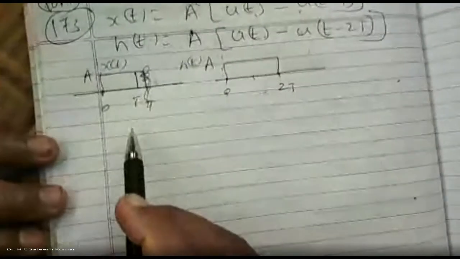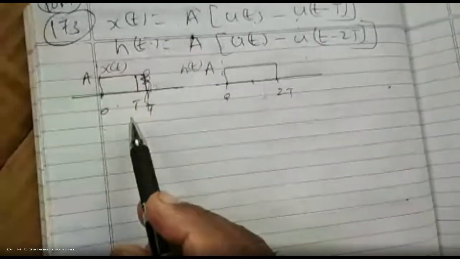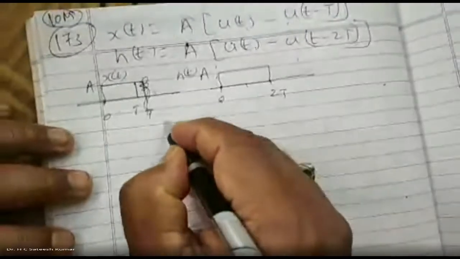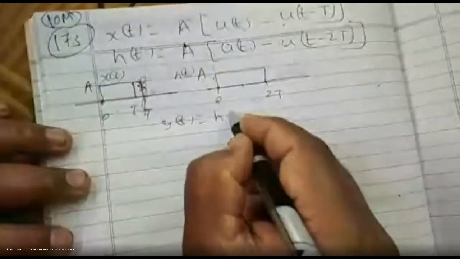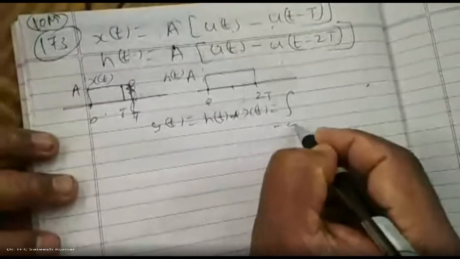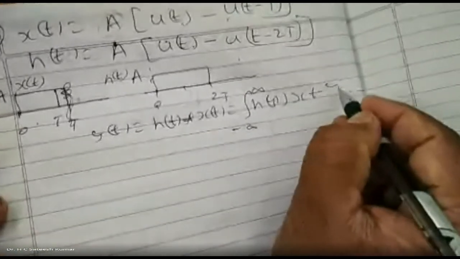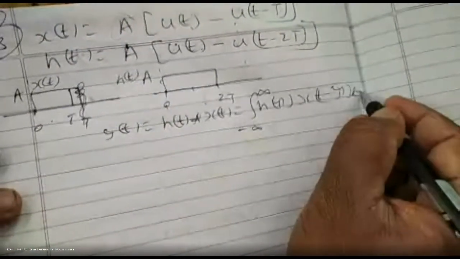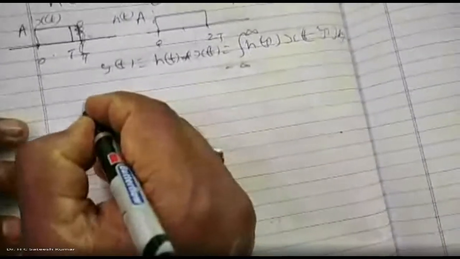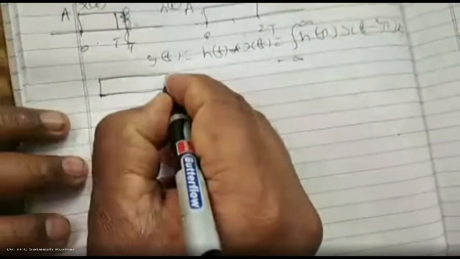Okay. Right. Which one do you want to shift? First one or second one? Better to shift the first one because that is the smaller one. So therefore, what I do is y of t is equal to, directly I will write, h of t convolution with x of t, which is nothing but integration from minus infinity to plus infinity of h of tau into x of t minus tau d tau. Okay, right. H of tau is from where to where? 0 to 2T.